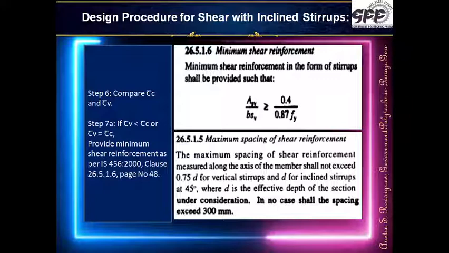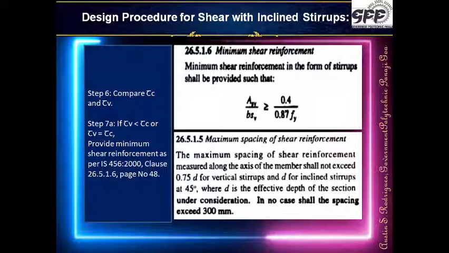Then we have to follow the next clause, that is 26.5.1.5, wherein the maximum spacing of shear reinforcement has to be limited. So over here it says it shall not be exceeding D, the effective depth D in case of the inclined stirrups, and in no case it will be more than 300 mm. So having known this, we will be designing the inclined stirrups.